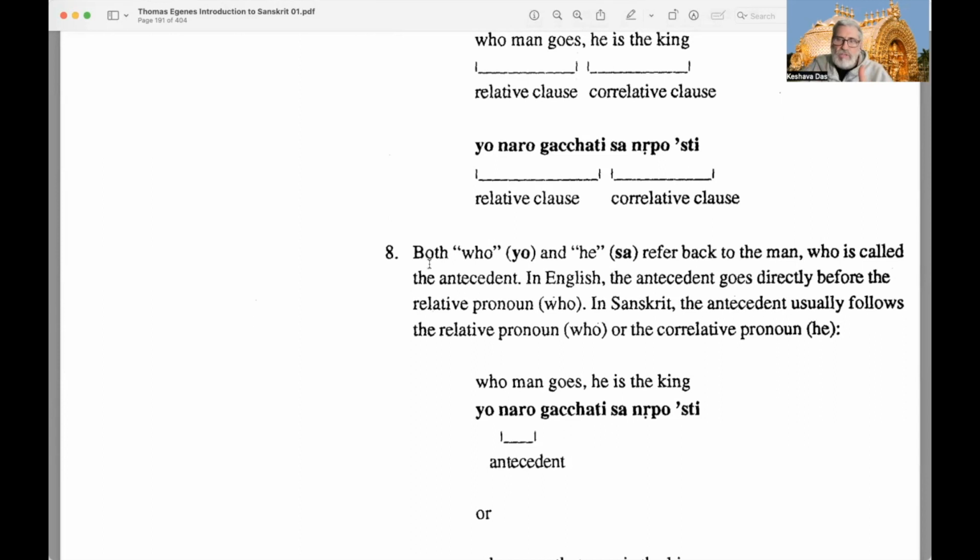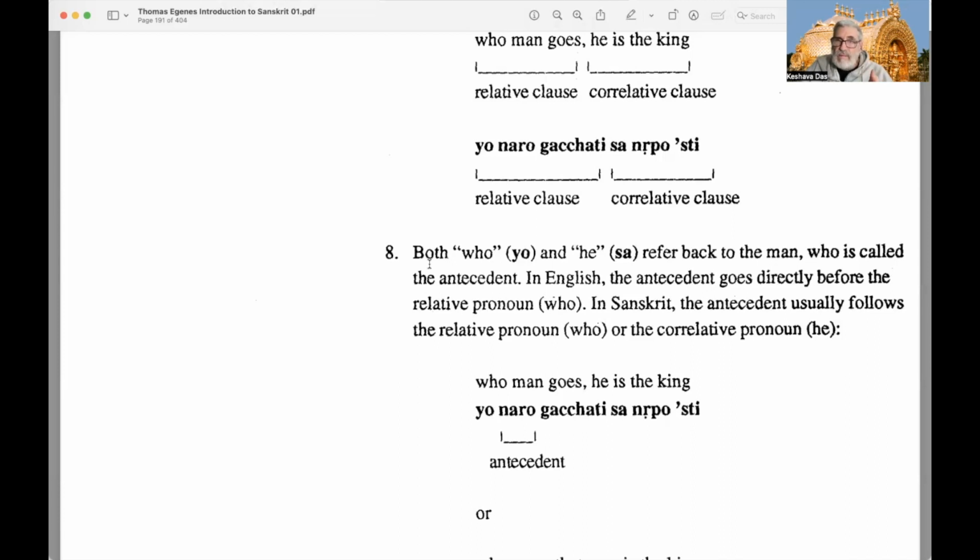In English, the antecedent goes directly before the relative pronoun who. Okay, we don't care about what happens in English, we know English. So in Sanskrit, the antecedent usually follows the relative pronoun who, or the correlative pronoun he. The antecedent. Okay, so what is the word that follows in this sentence, yo naro gachati sa nripaha? The word that follows the relative pronoun is naro or naraha, the man. The word that follows the correlative pronoun, saha, is nripaha, the king, right?